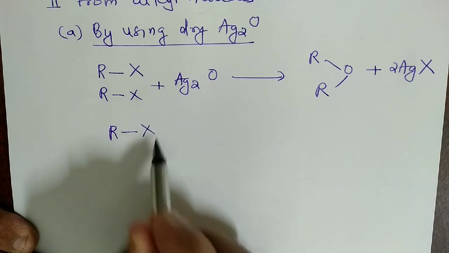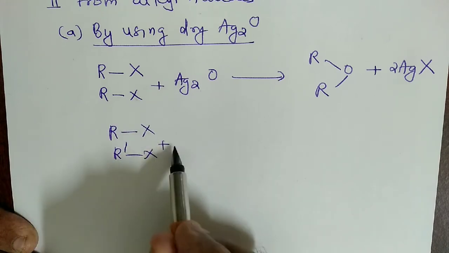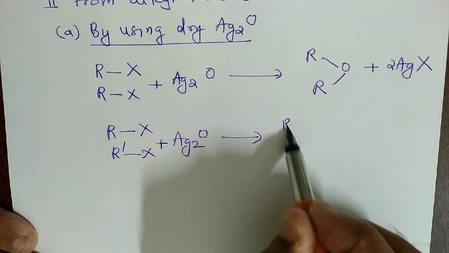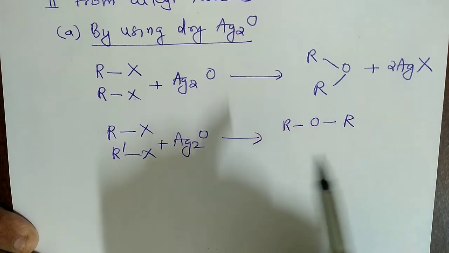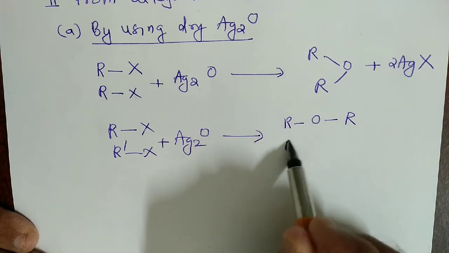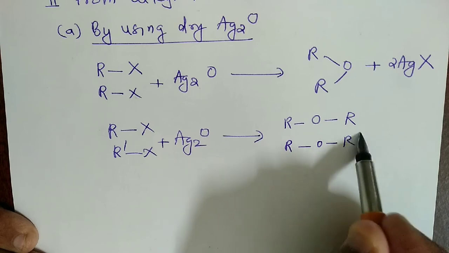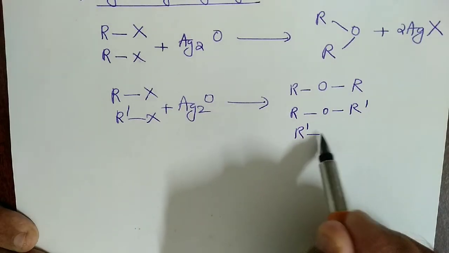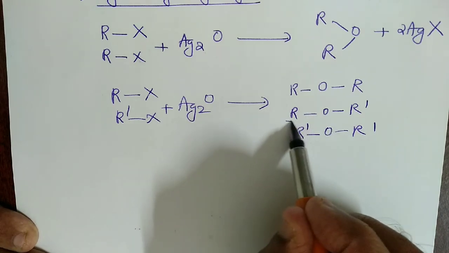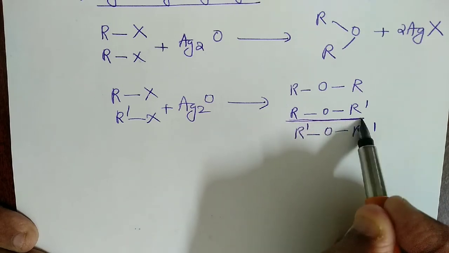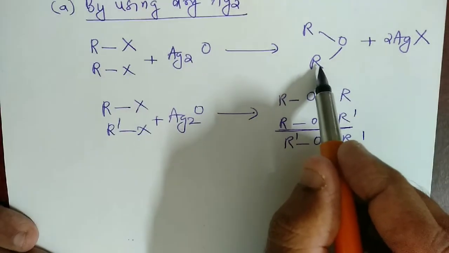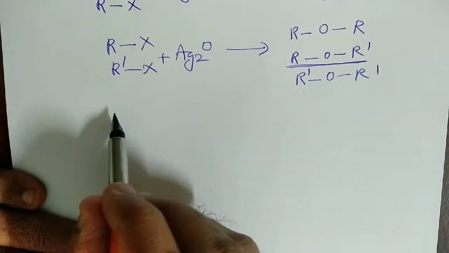If a mixture of two different haloalkanes is treated with dry silver oxide, a mixture of three different ethers is obtained, as in a mixed Wurtz reaction: R-O-R, R-O-R', R'-O-R'. Hence, this method is not suitable for the preparation of unsymmetrical ethers. In other words, only symmetrical ethers can be prepared by this method.